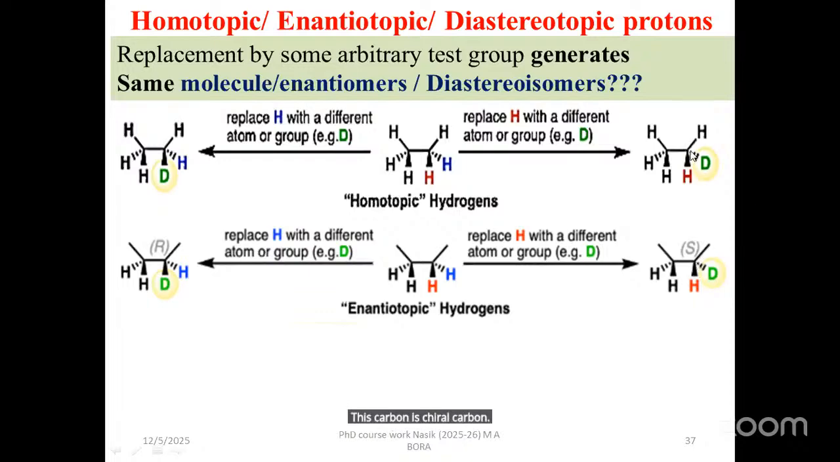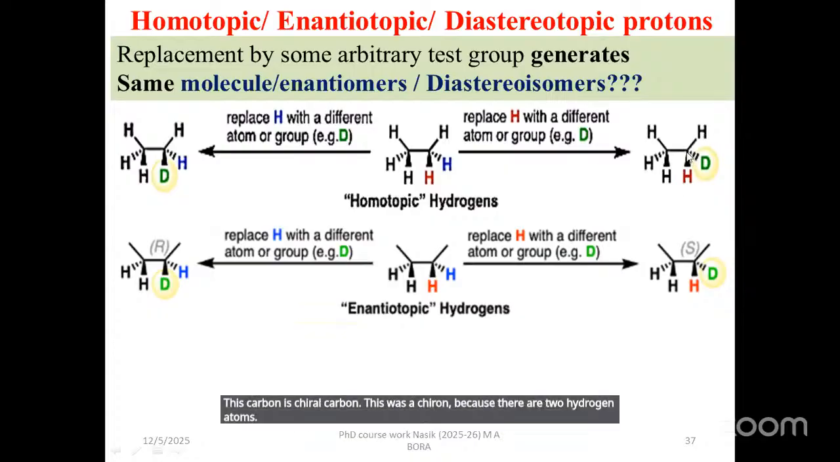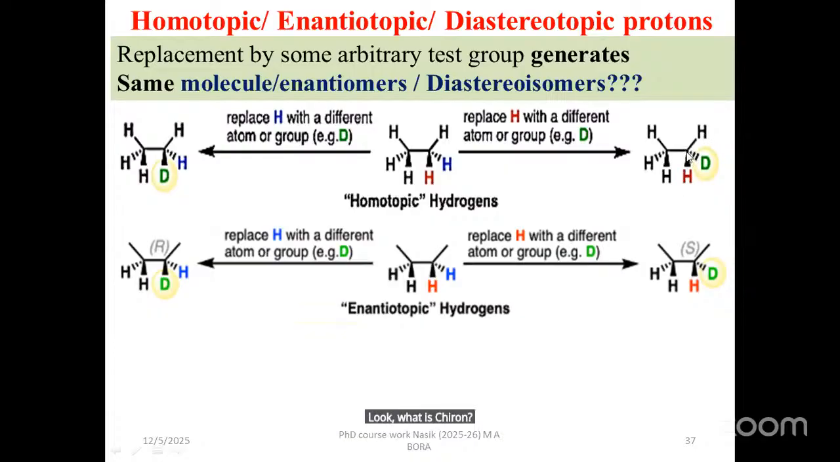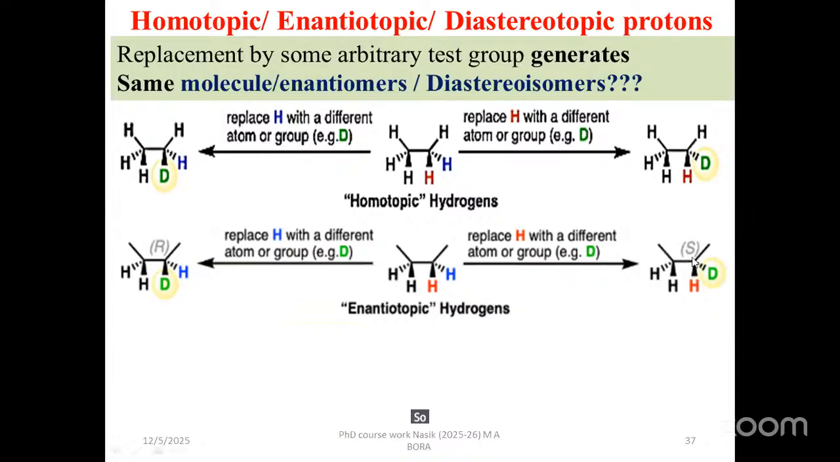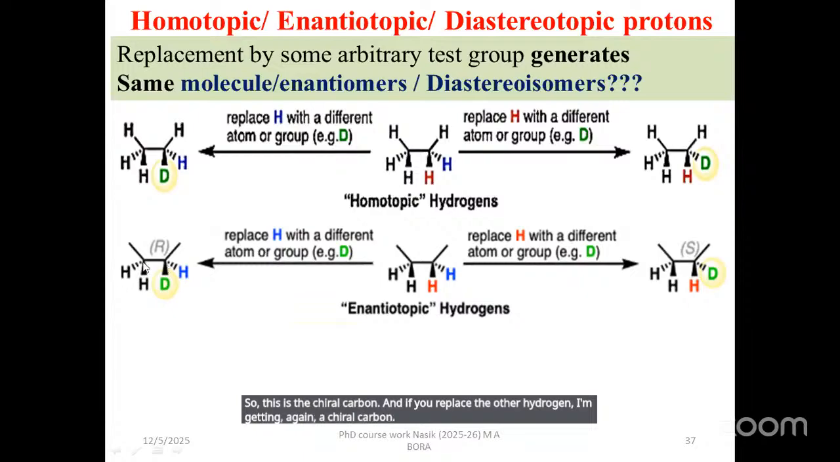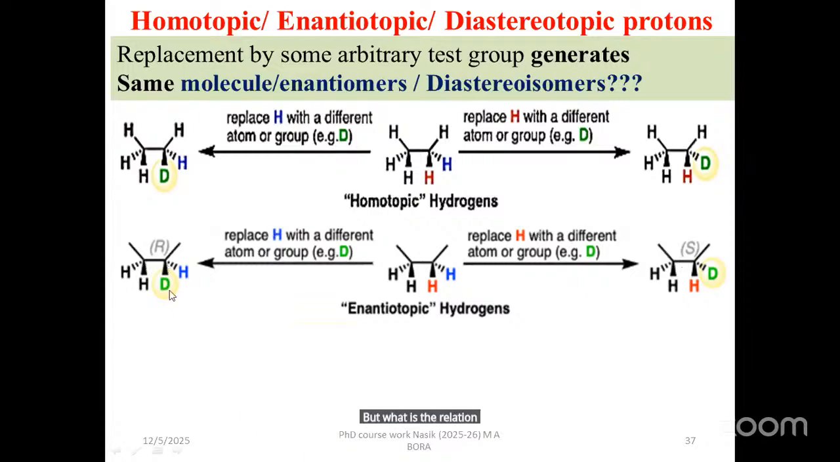This was achiral because there are two hydrogen atoms. What is chiral? When your carbon is attached to four different atoms or groups, then that carbon is called a chiral carbon, or a molecule can also be chiral. But here we are talking about a chiral center, a chiral carbon. So this is a chiral carbon. And if I replace the other hydrogen, I'm getting again a chiral carbon. But what is the relation between this compound and this compound?